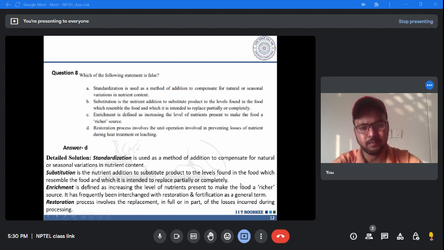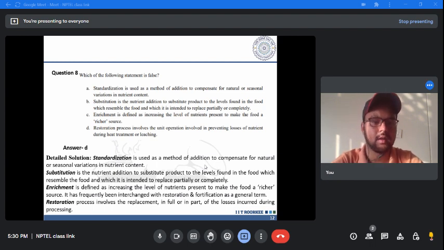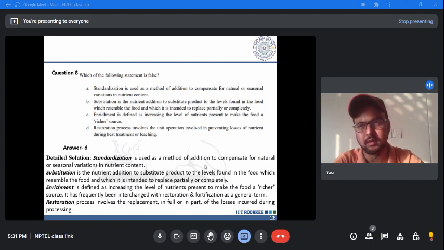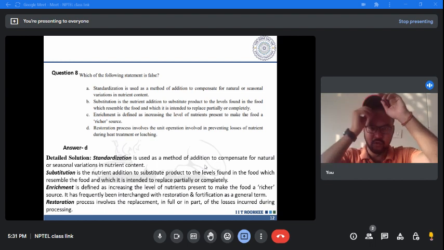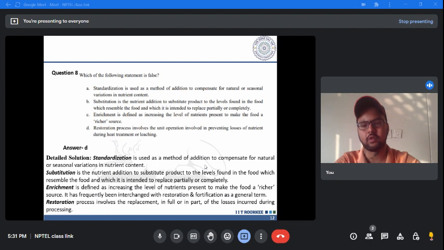Then enrichment is defined as increasing the level of nutrient present to make the food a richer source. It has frequently been interchanged with restoration and fortification as general terms. Restoration is a process involved in replacement, in full or part, of what has been lost during processing, like heat treatment or cooling, chilling, whatever the process we go through in different manufacturing lines. So we do restoration for this kind of product. So this is the right answer.